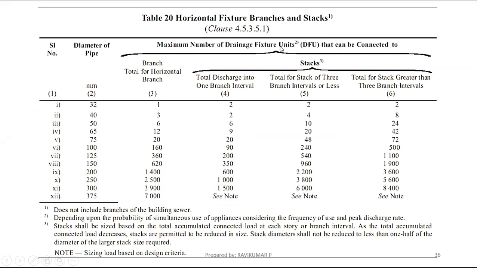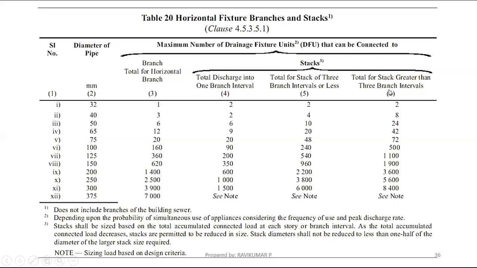Maximum number of drainage fixture units. Maximum number of drainage fixture units, DFU, that can be connected to a branch total for horizontal branch. This one is stack. This is a vertical pipe. They have provided this for the vertical pipe: maximum number of drainage fixture units that can be connected to the stack.